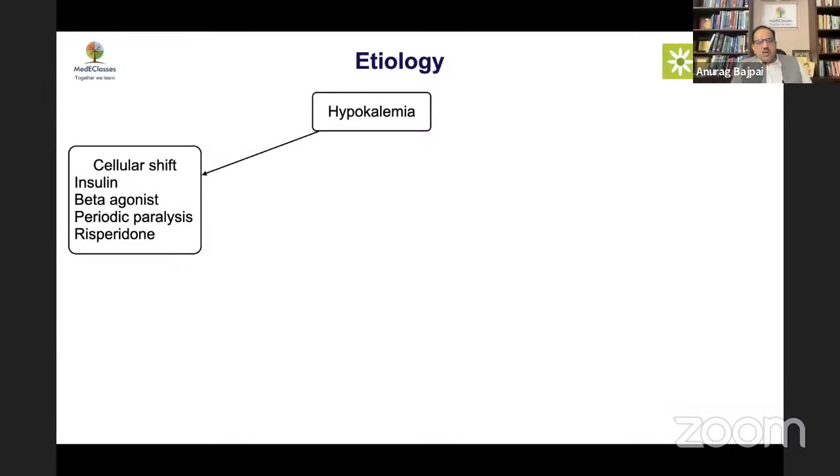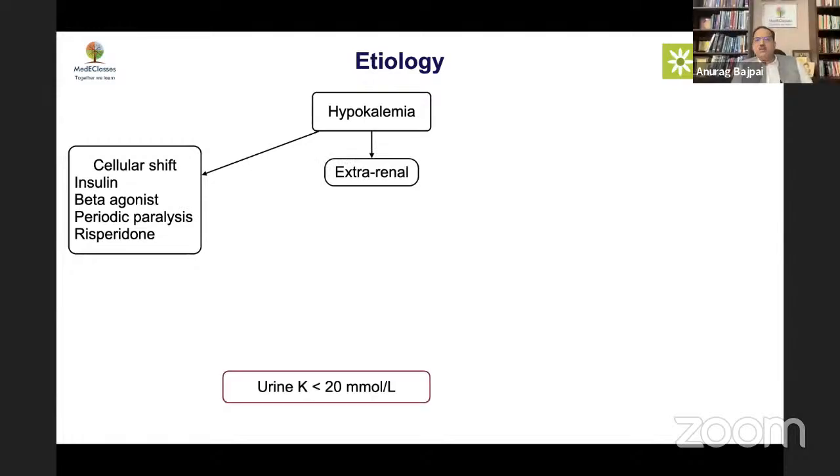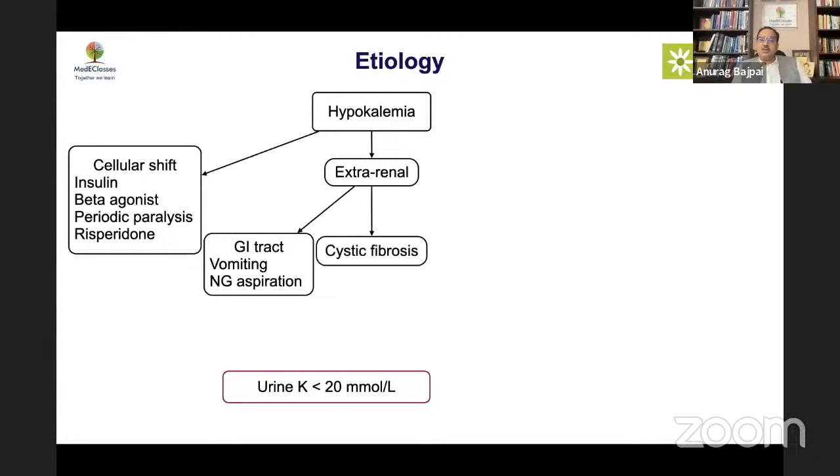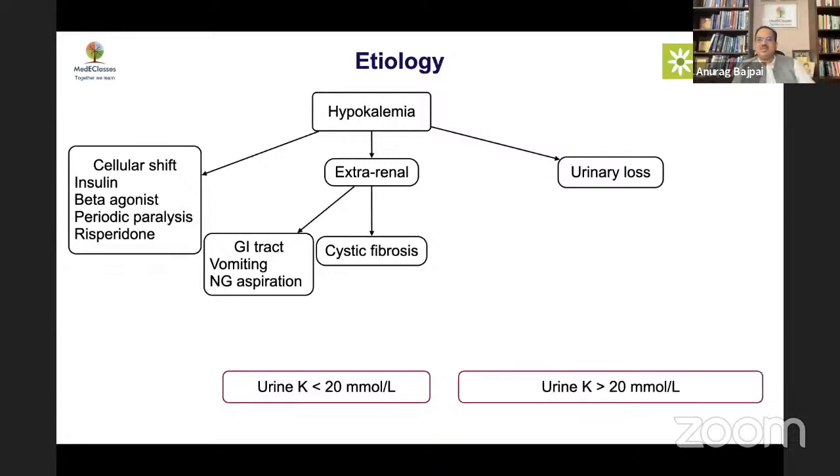So from an etiological perspective, hypokalemia can be because of cellular shift. These are acute causes, insulin, beta agonist, periodic paralysis, and risperidone in that perspective, or an extra-renal cause in which you have got a urinary potassium which is low, which includes GI tract abnormalities like vomiting or NG aspiration, or rarely cystic fibrosis. Or finally, the most common cause ultimately is a urinary loss where the urinary potassium is high.